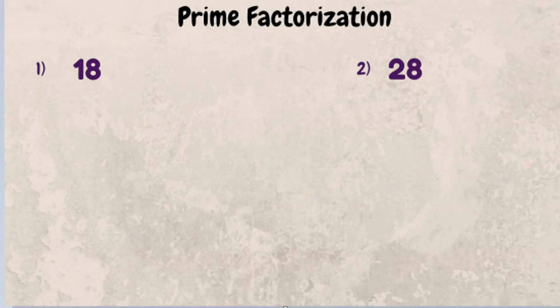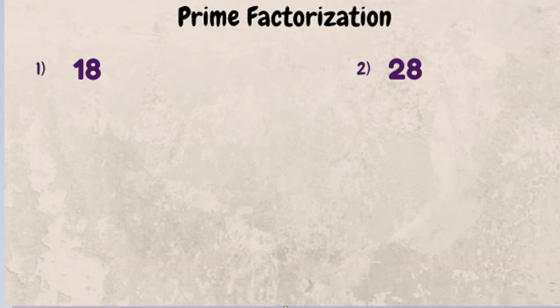Today's video is going to walk you through how to use a factor tree to find prime factors. Before we get started, let's review what a factor is. A factor is a number that multiplies together with another to equal a number. So, for instance, the factors of 10 are 1 and 10 and 2 and 5.